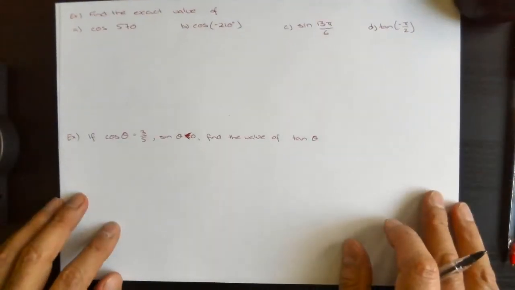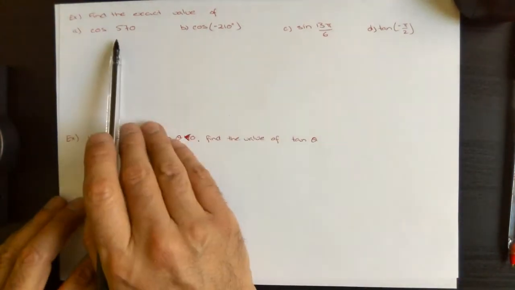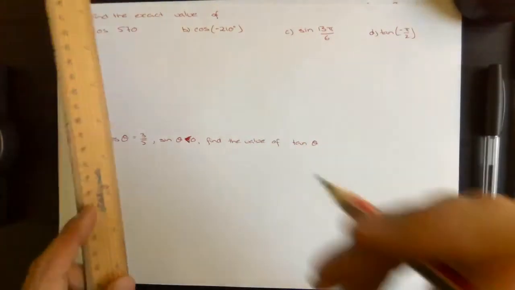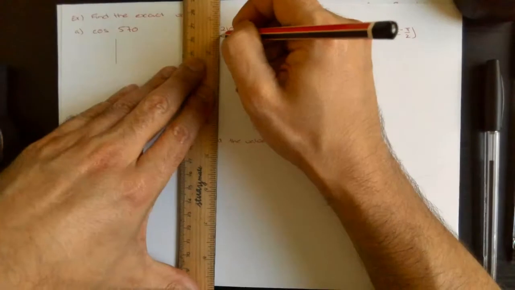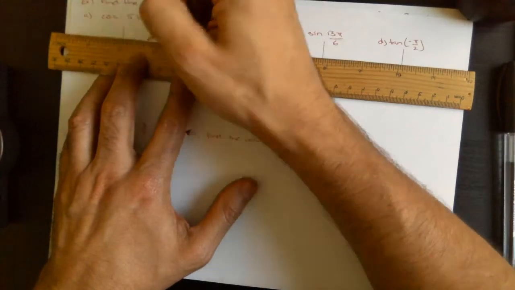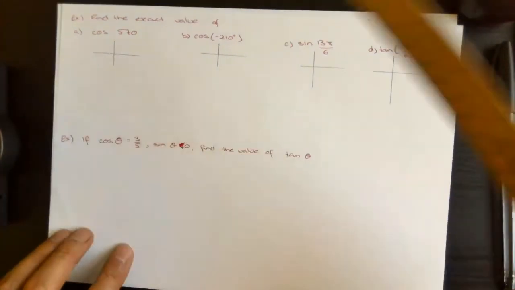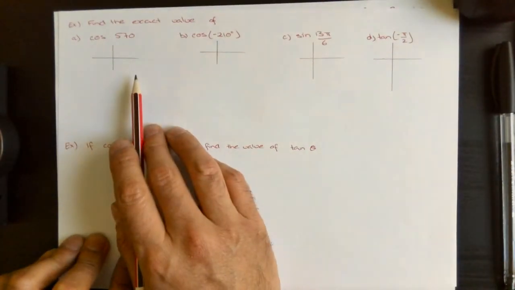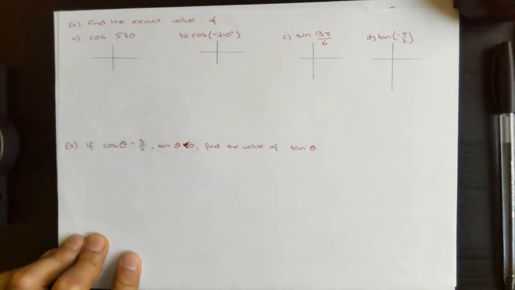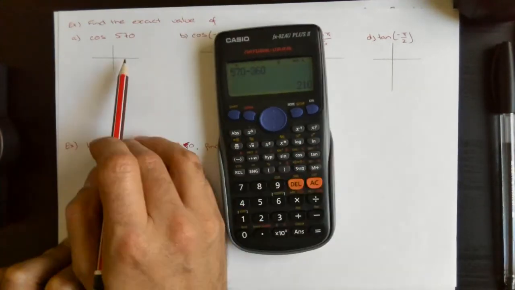Some more examples. Here are examples where the revolutions are either negative or a full revolution plus a bit more. So what I'll do is quickly draw up my coordinates. This one is saying cos of 570. So we've got a degree of 570. We go around the whole way once. So we've got 570 minus 360. That's a full revolution, and now I've got 210 left.